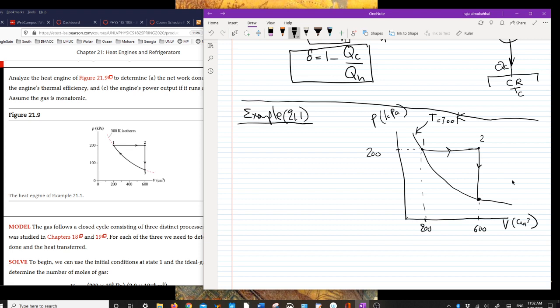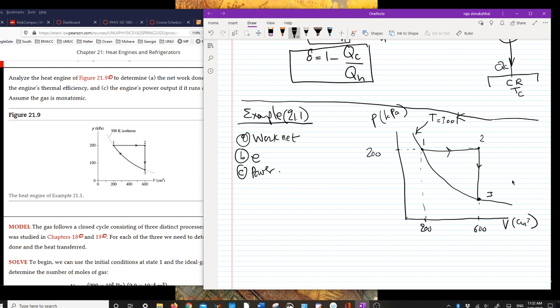All right, what does he want? He says find the net work per cycle. So we're going to take the work from 1 to 2, 2 to 3, and 3 to 1. And he wants the efficiency. And part C, he wants the power. We'll come back to that.